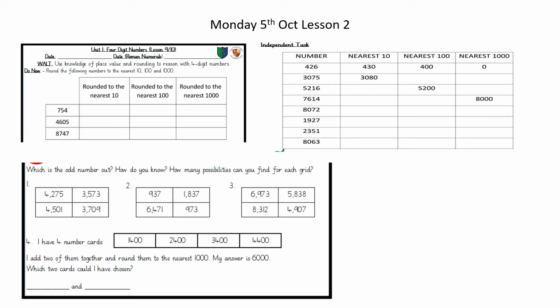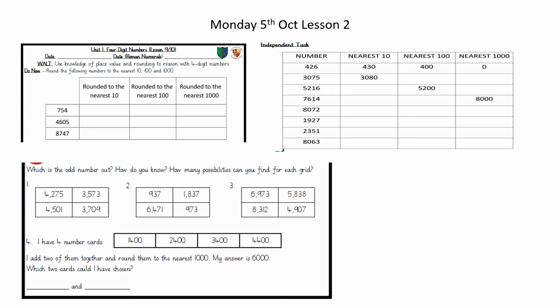For your do now, I've given you 3 numbers which I want you to round to the nearest 10, 100 and 1,000. You could either start with the number, round it to the nearest 10, round it to the nearest 100 and round it to the nearest 1,000 and work across in the row, or you could work down each column. So look at the round to the nearest 10 column and round 754 to the nearest 10, 4,605 to the nearest 10 and 8,747 to the nearest 10 before working down the nearest 100 column and then the nearest 1,000 column. I don't mind.